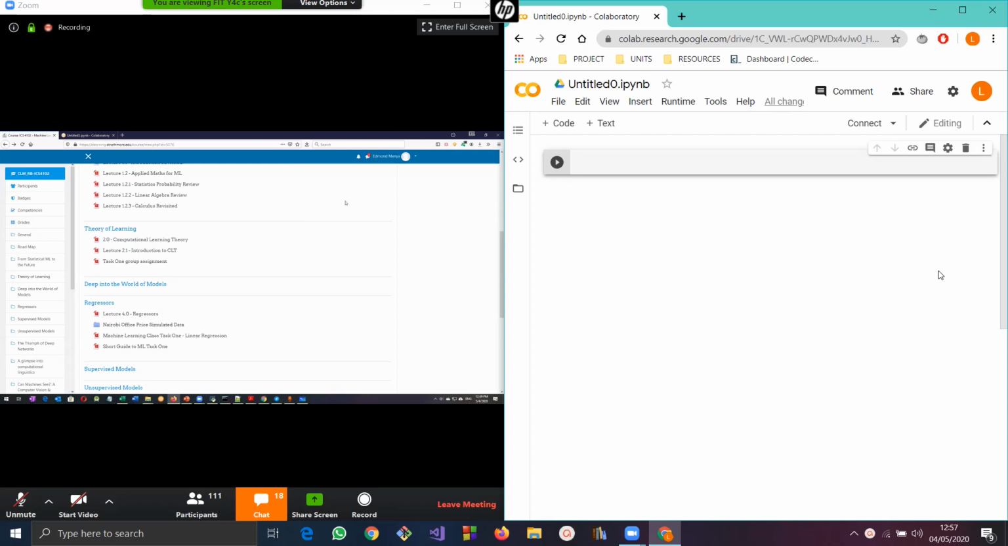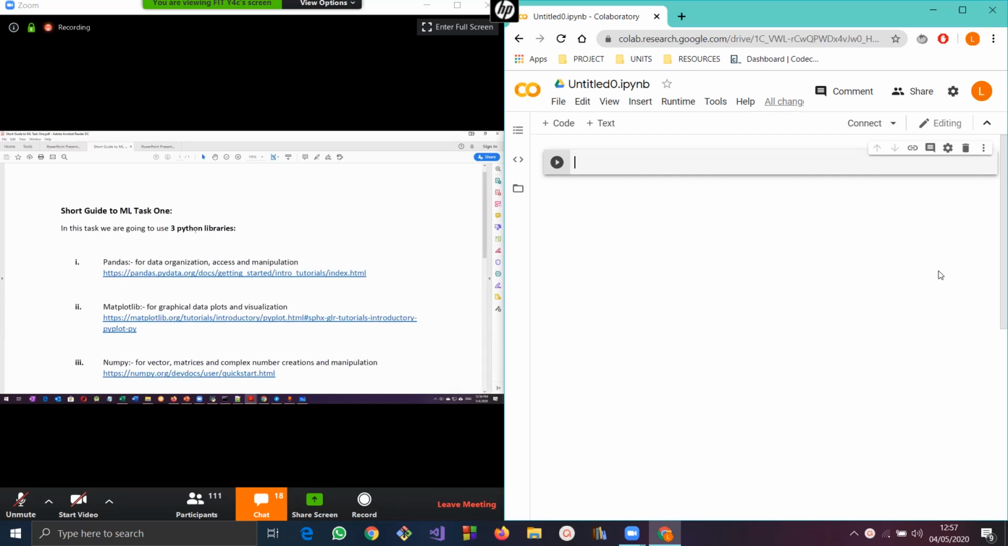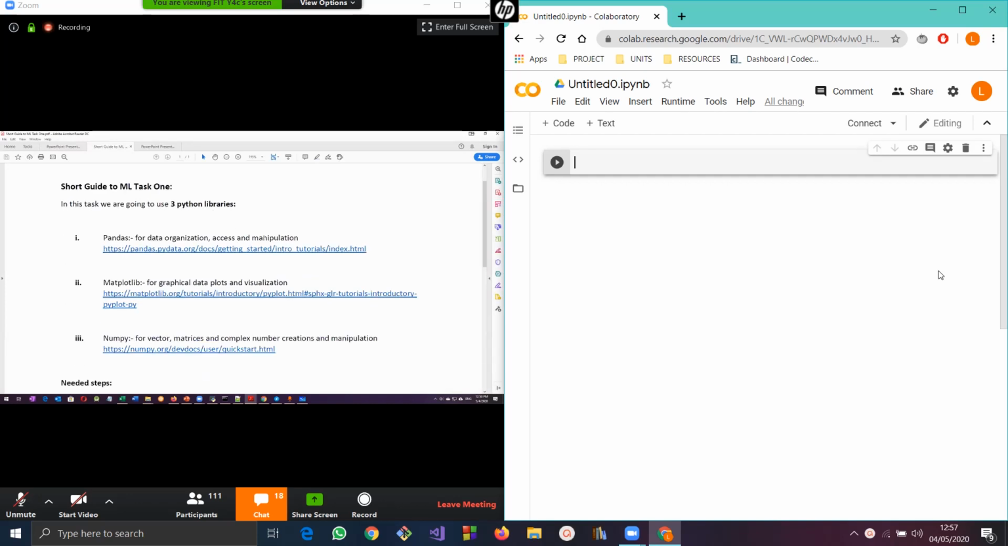Task, you are going to use three libraries. So in this task, these are pandas. That is for creating what we call data frames. So this is for data organization, access, manipulation. This is my own definition. So I have put up a link to the official tutorial on pandas.